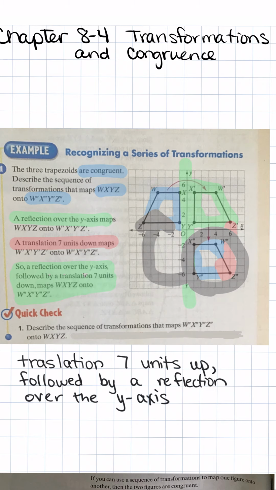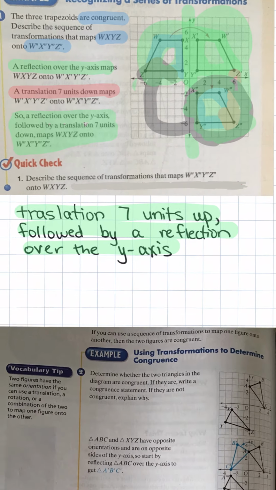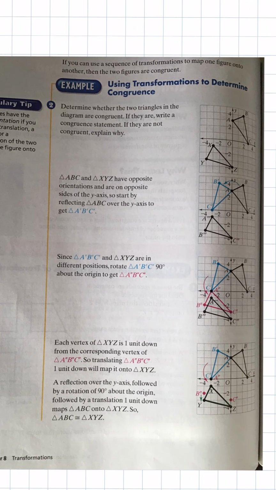Okay, so you should have just worked backwards based on what we did before. I put the arrow going this way, but really it went from this figure back up to this figure, and then over to this figure. So it was a translation 7 units up. That's how we got from this figure up to this one. And then followed by a reflection over the x-axis. So let's look at another one here.